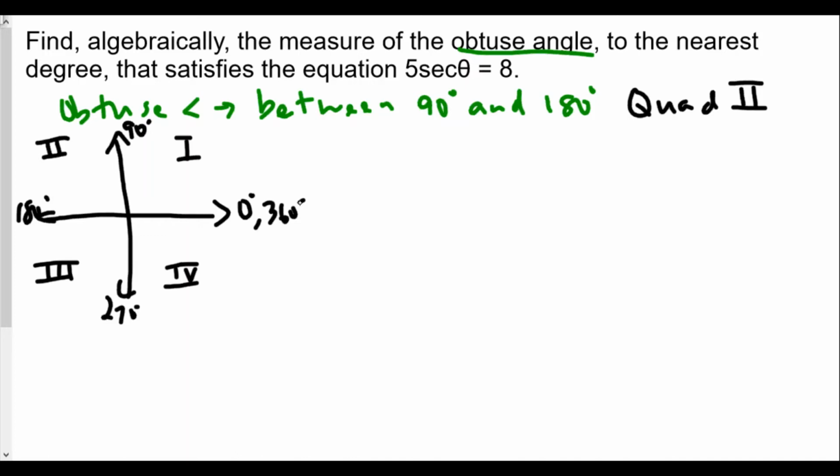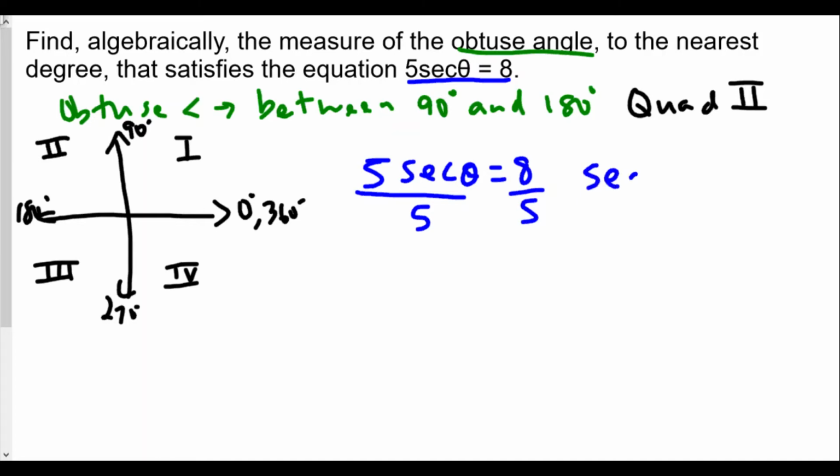We're going to round this off to the nearest degree. And our equation is 5 secant theta equals 8. Let's take a look at this equation. Oh, 5 secant theta. Well, we just did a question about secant, and secant is just the reciprocal of cosine. The very first thing we'll do is solve by dividing both sides by 5. Therefore, secant of theta equals 8 over 5.